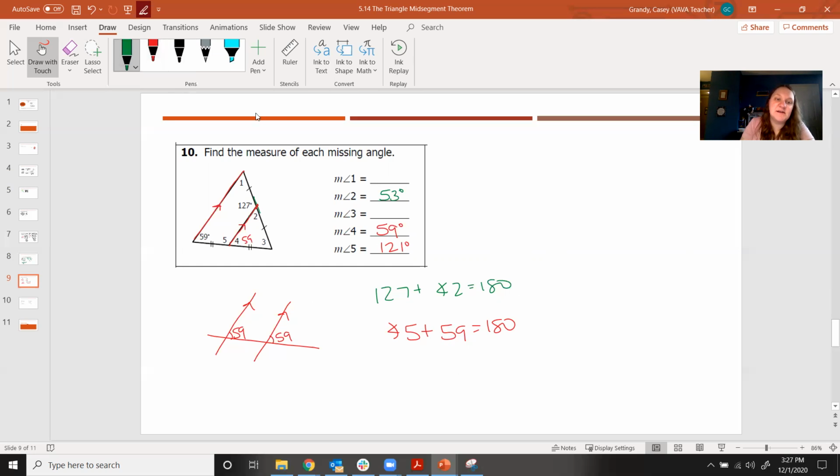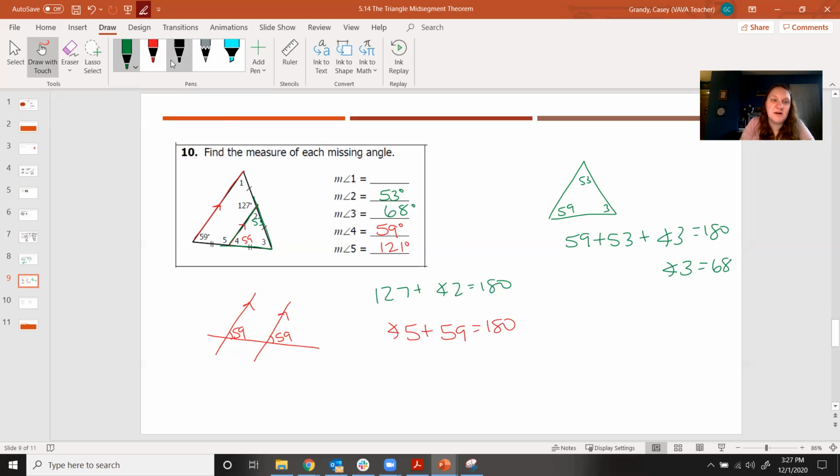Now let's look at what we have here. Angle 2 is 53 degrees. Here I've got a small triangle. In that triangle, I know that I have a 53-degree angle, a 59-degree angle, and angle 3. And we learned that the sum of the angles in a triangle is always 180. So we can add these together and then subtract from 180. So angle 3 is 68 degrees. Now I just need angle 1.